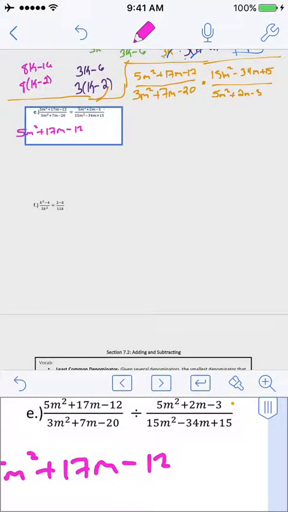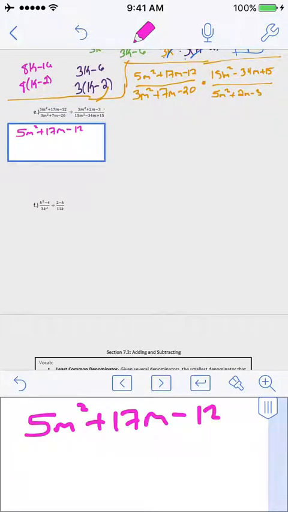Alright, now I'm going to pretend the rest of this problem doesn't exist. I'm going to focus solely on this guy right here. So, 5m squared plus 17m plus 12. Let's see, a times c, 5 times 12 is going to be 60. Two numbers that multiply to 60 and add to positive 17.